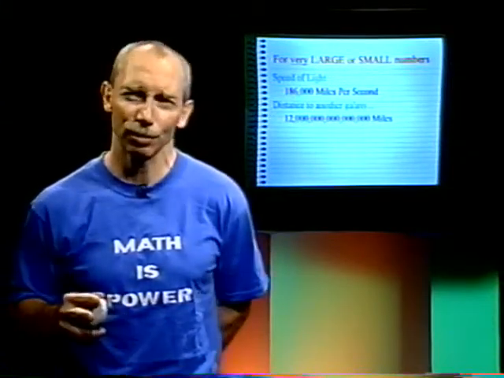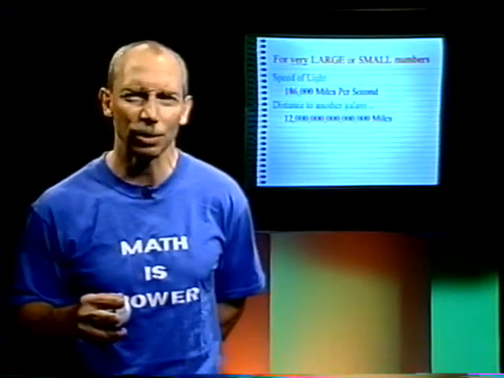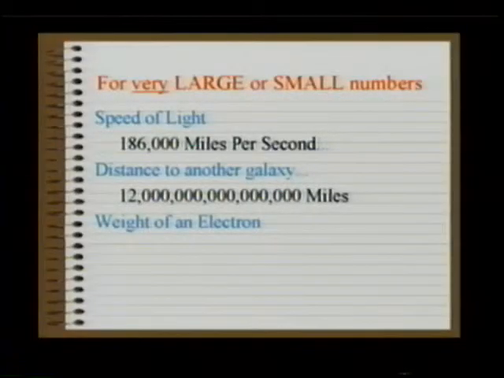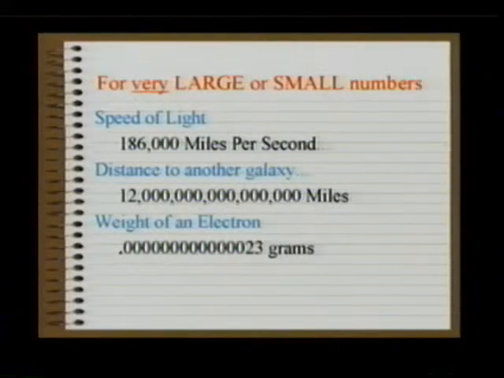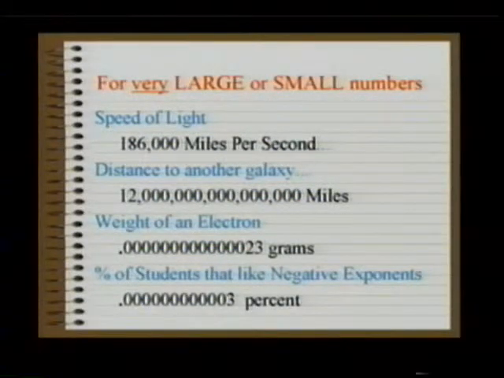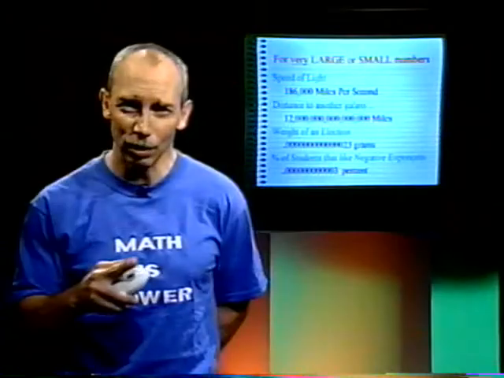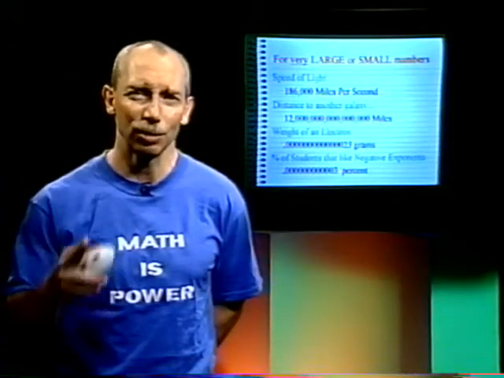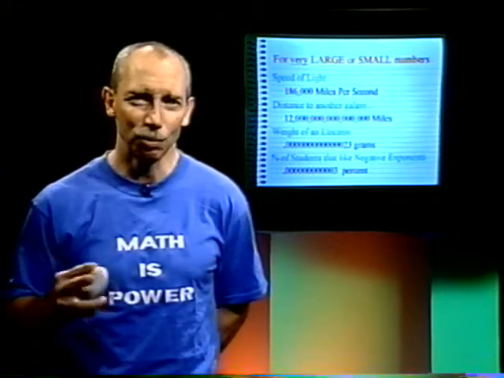Those are very large numbers. What about some very small numbers in science? The weight of an electron, that's teeny weeny, a very small number with a lot of zeros. I smell negative exponents. Of course, the percent of students that like negative exponents is also a very, very small number, if you get my drift here. But once again, we don't want to get caught up writing a whole lot of zeros. So we're going to use negative exponents to write things in science, hence the term scientific notation.